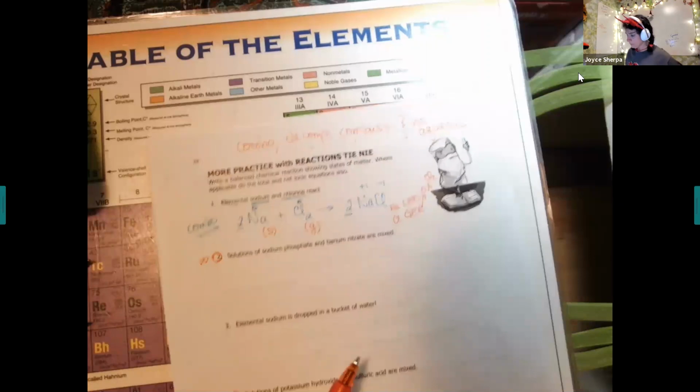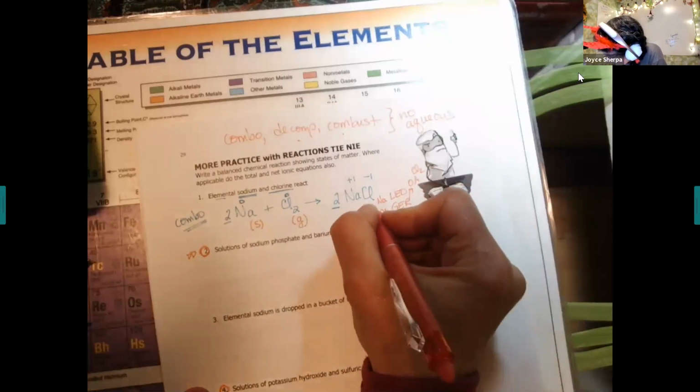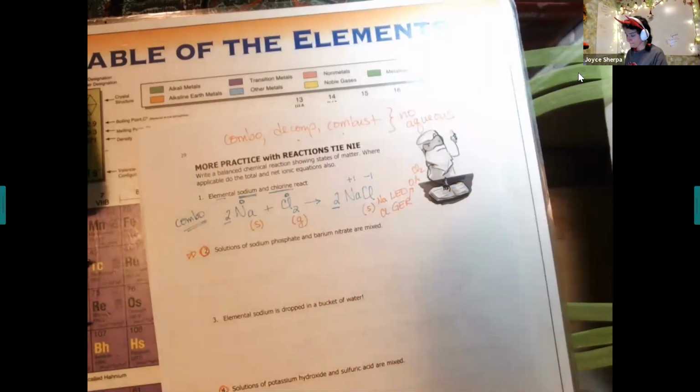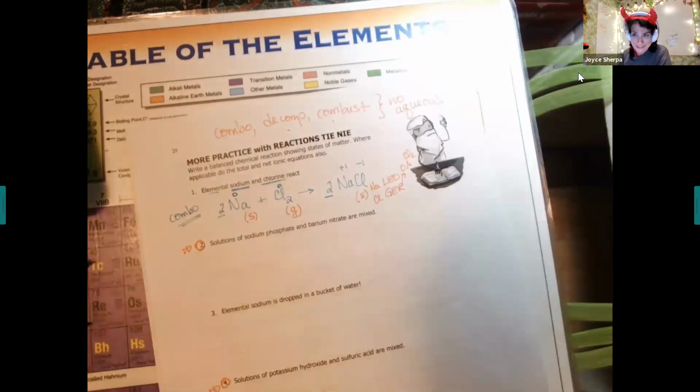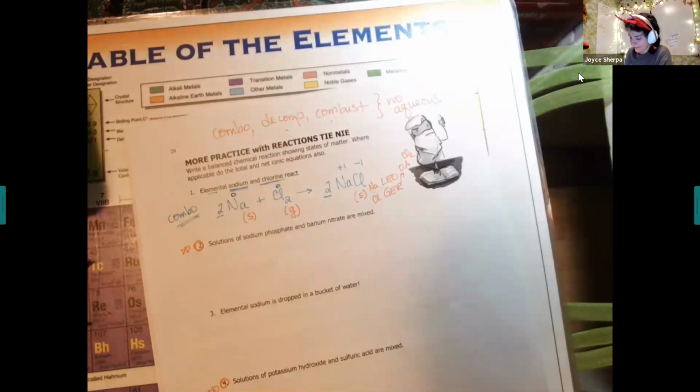So don't make them aqueous. That means the sodium chloride is a solid. All right, so keep that in mind. There's no aqueous, which means we're not going to deal with net ionics with these. All right, the next one.